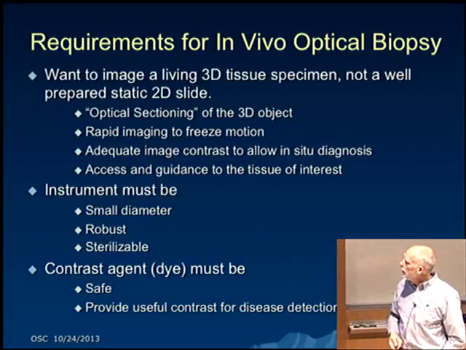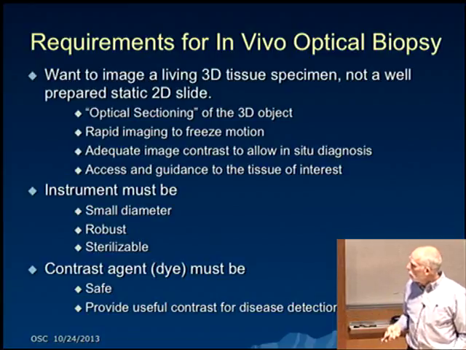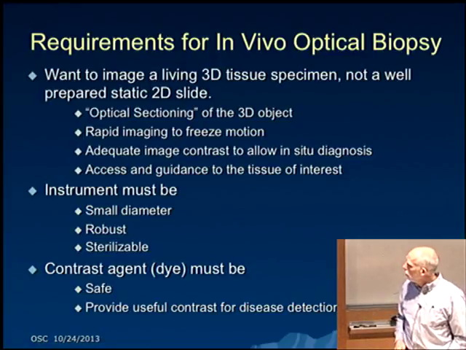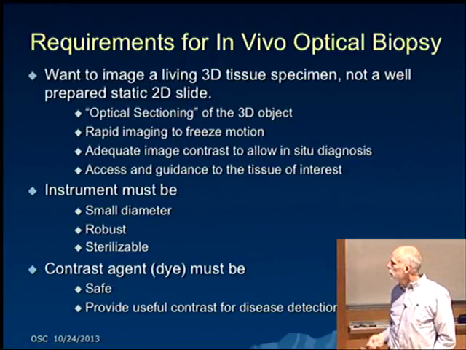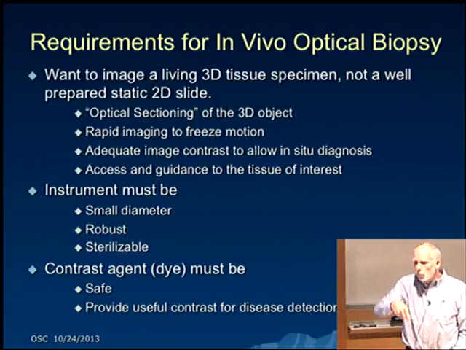You want to do it rapidly to freeze motion. As you saw, that endoscope was moving all over the place as the patient was breathing and whatnot. So it needs to be fast to freeze motion. You would like good contrast to be able to make a diagnosis. And you need to be able to access tissue and guide your device to the right spot.